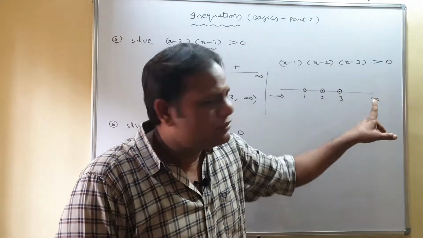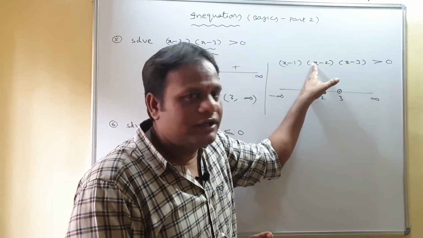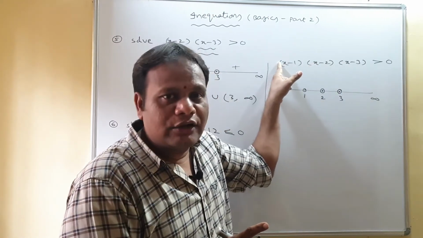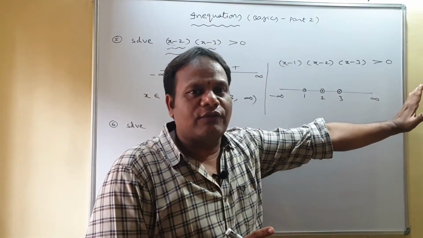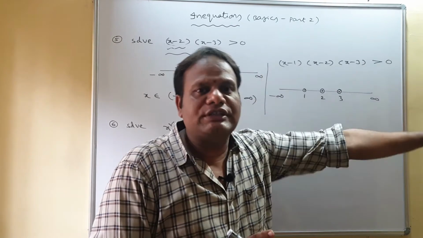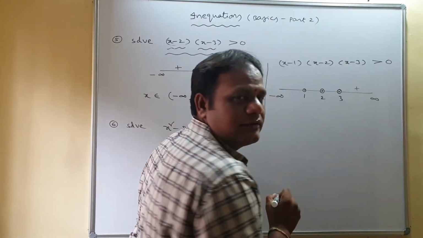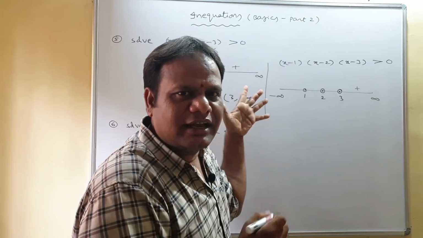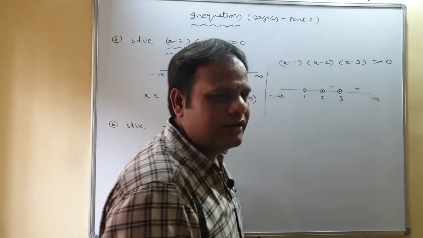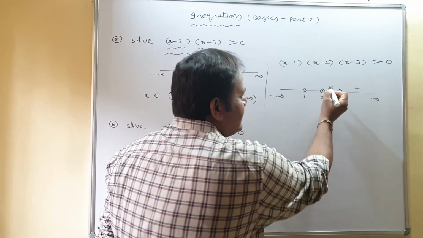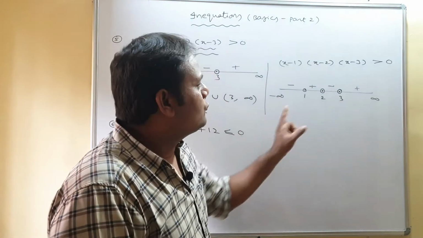Observe all the x coefficients. Are they positive? See, x coefficient 1, positive. x coefficient 1, only positive. x coefficient 1 only, so positive. So in the rightmost interval you take positive, plus here. You change the signs alternatively, that's all. So you can't go for that verification and all. Directly you can do like this. Here minus, here plus, and here minus.